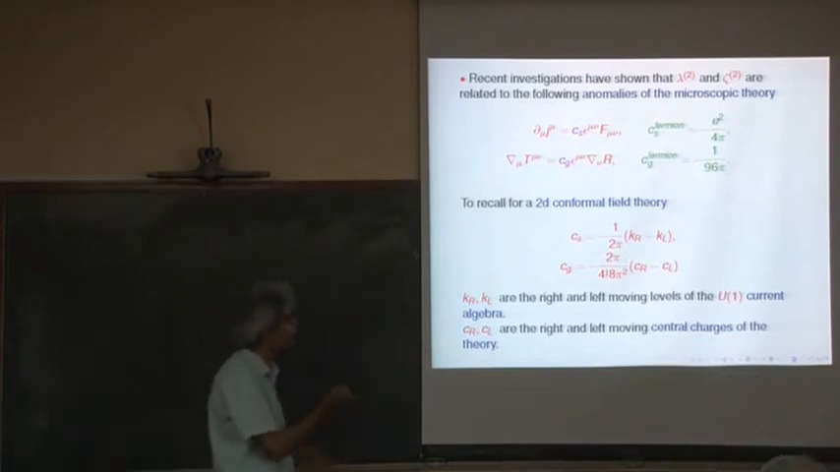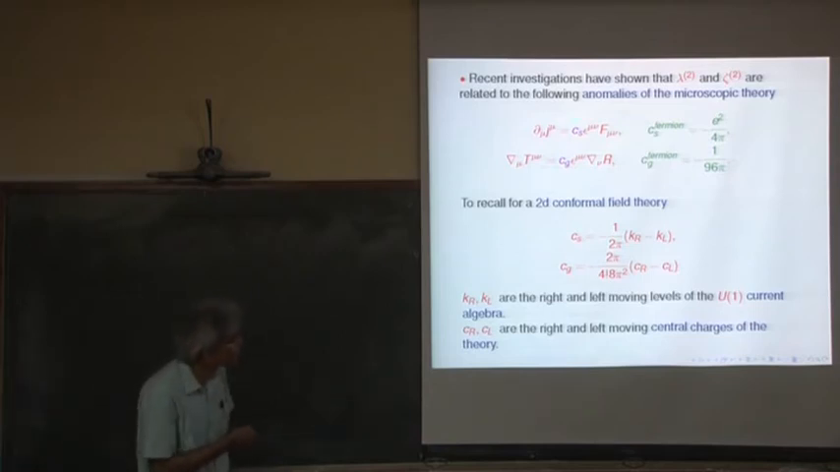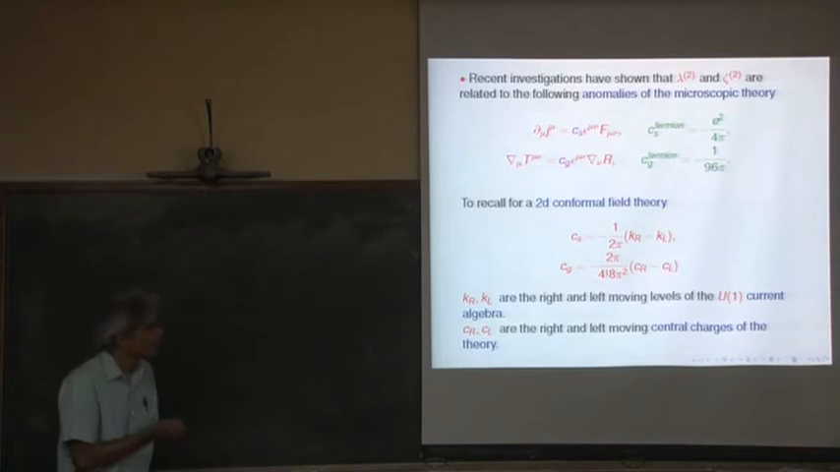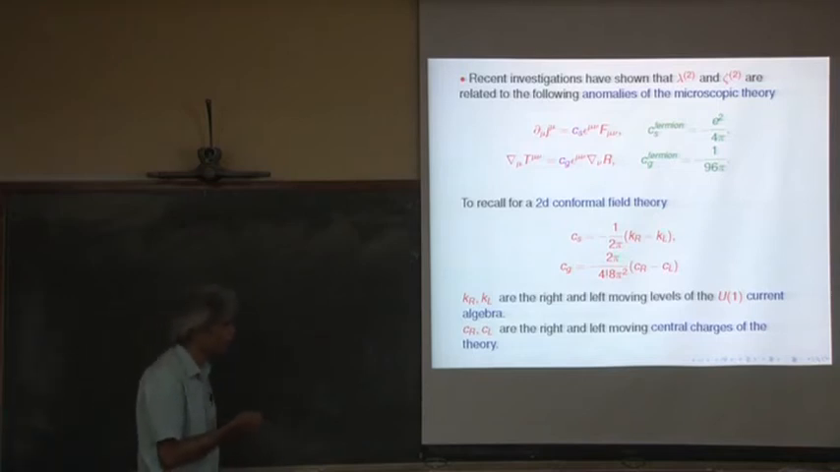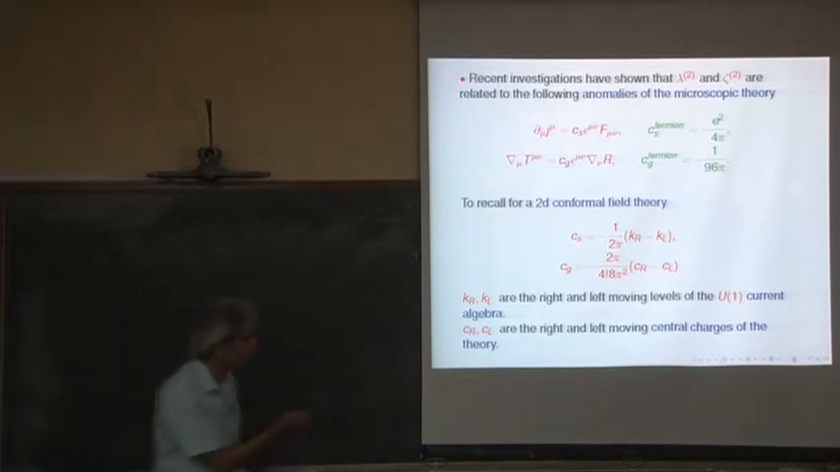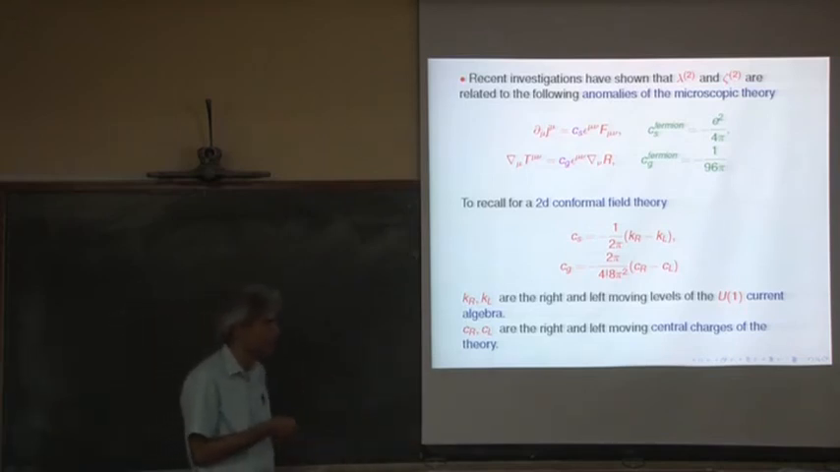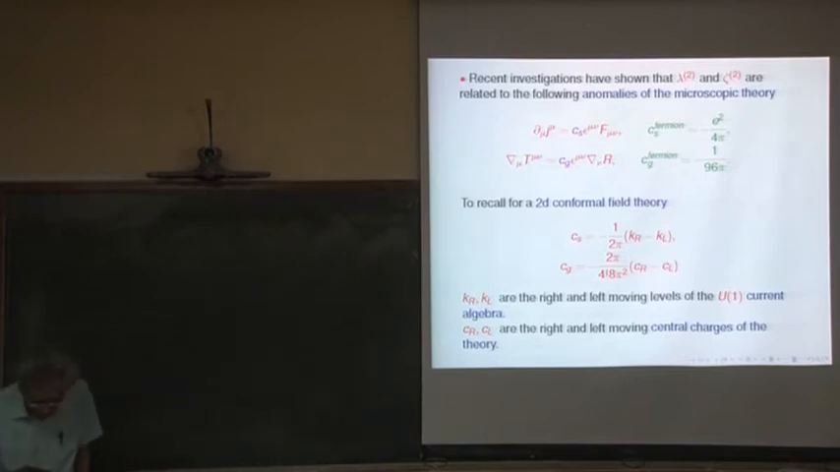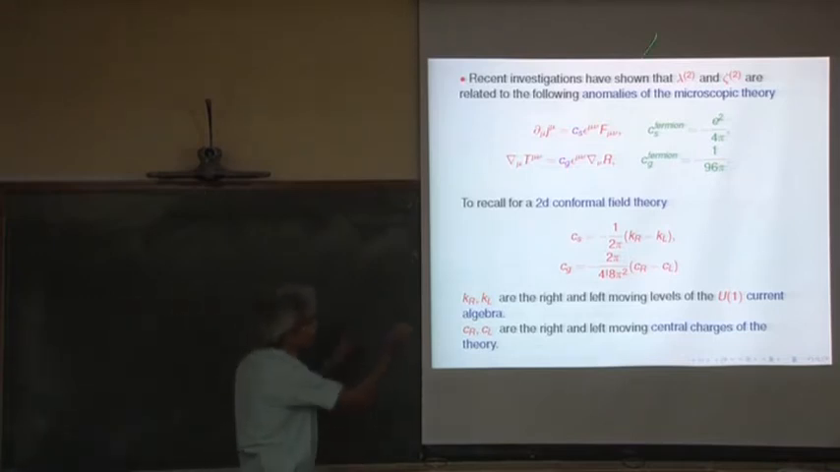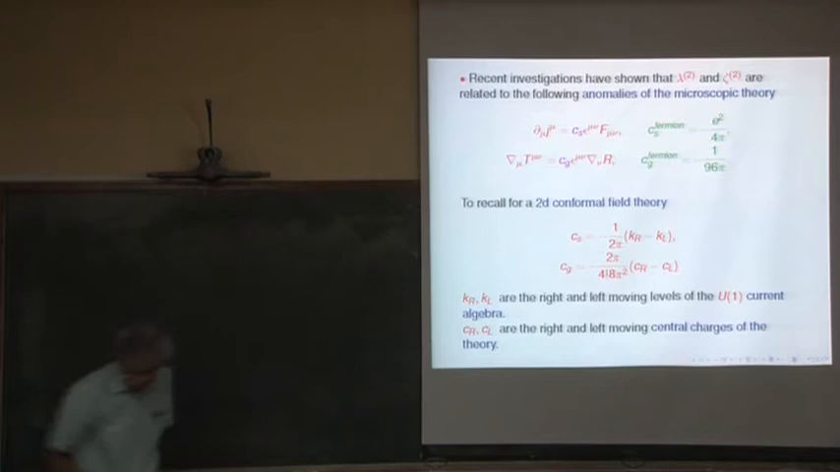Now, just to put these numbers in context for people who know conformal field theory, these coefficients are related, if the theory is conformal, and this is for the free fermion, to the left and right levels of the U(1) current algebra. While Cg, which is maybe much more familiar, is basically the difference of the right and left central charges of the theory. So this is just to set the fact that these coefficients are familiar. Some people might know this coefficient, some people might know this.